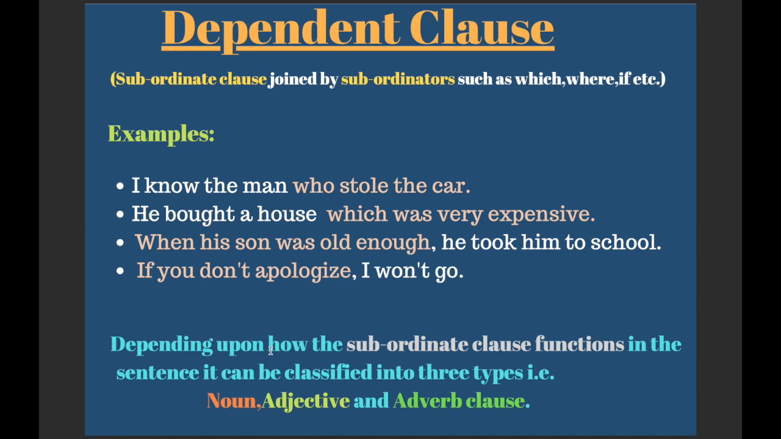Now, all the four subordinate clauses perform different kinds of functions in the sentence. Depending upon their functions, they can be classified into noun, adjective, and adverb clause. So, all these four portions which I have mentioned here, some of them are noun clauses, some can be adjective, some can be adverb, depending upon the function they perform. And this we are going to cover in the upcoming videos.